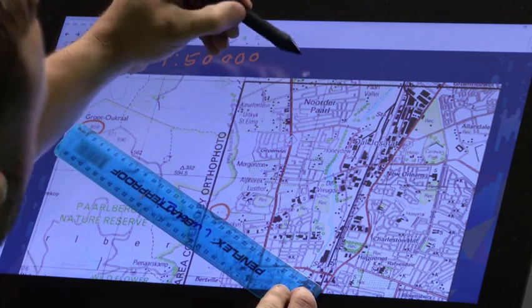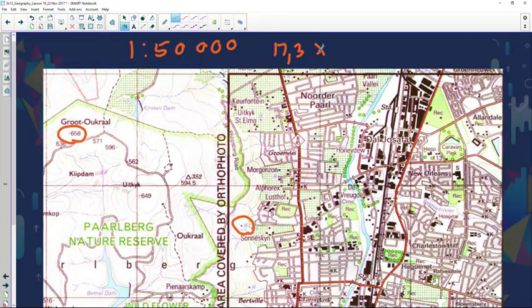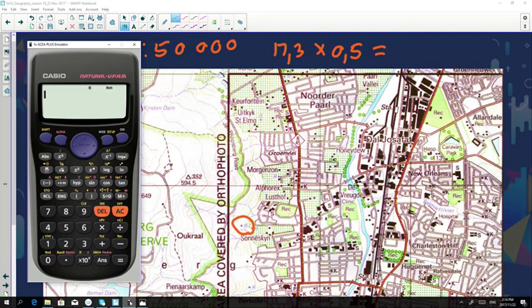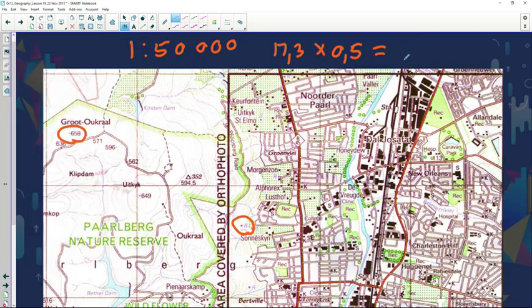It's 17.3 centimeters. And because I want my answer in kilometers, I times it with 0.5. So 17.3 times 0.5, and my correct answer will be 8.65 kilometers.